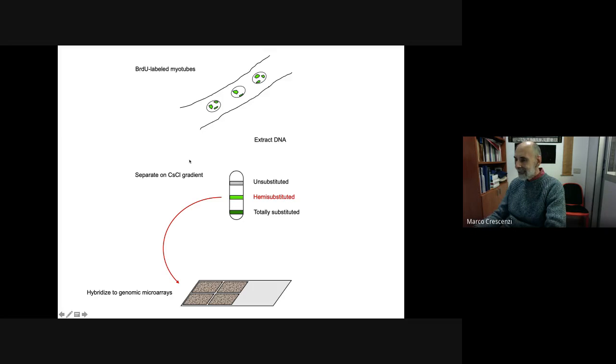So we took this DNA and hybridized it to genomic microarrays, so that whatever was present would give us a signal in some areas, and whatever was not present, was not replicated, would not give us a signal. And we would be able to tell where the problem was. And here are the results we got.